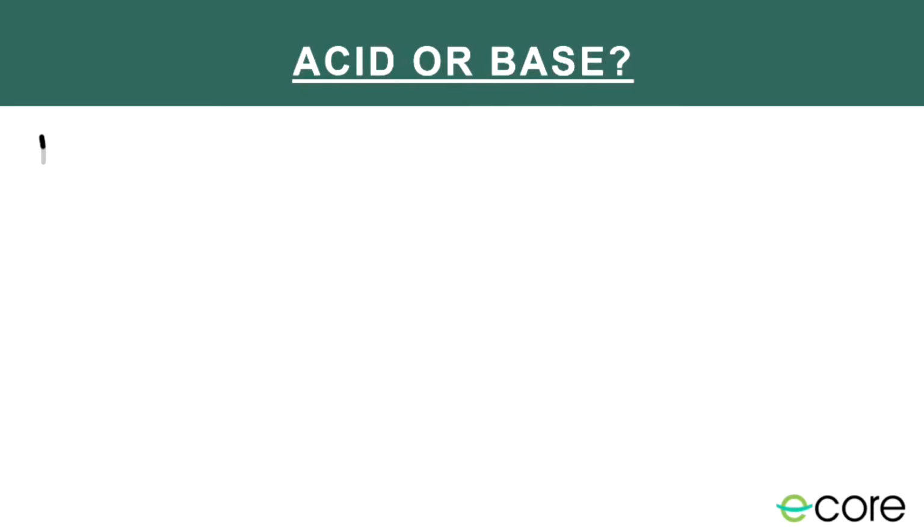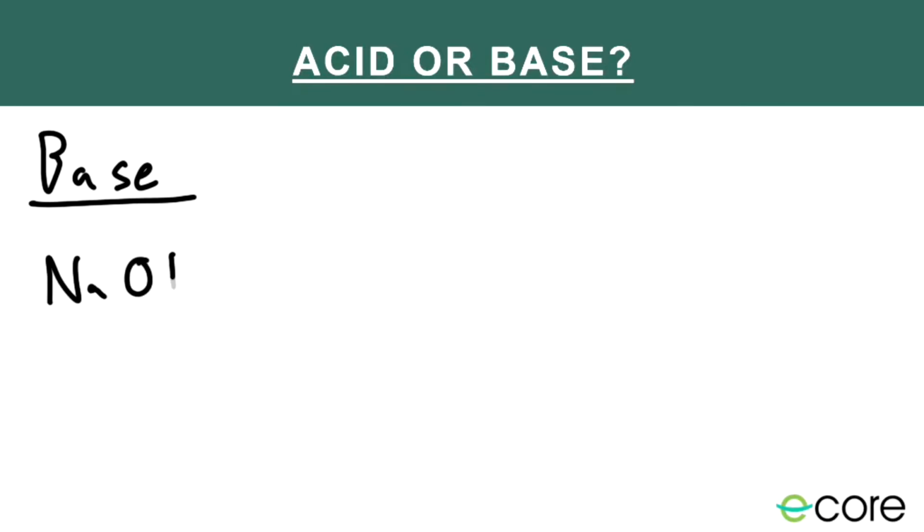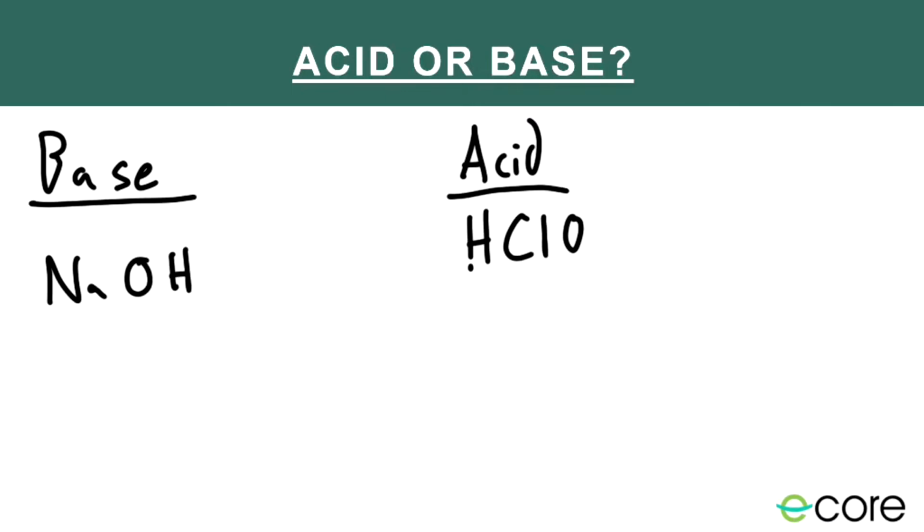We'll take a common base, sodium hydroxide, which is NaOH. And we'll compare that to an acid, HClO. Now, you might remember that when you see this OH, that's a good hint that we have a base. And when it starts with an H, that's a good hint that we have an acid. And so one's a base and one's an acid. But if we look at their molecular structure, they're quite similar.